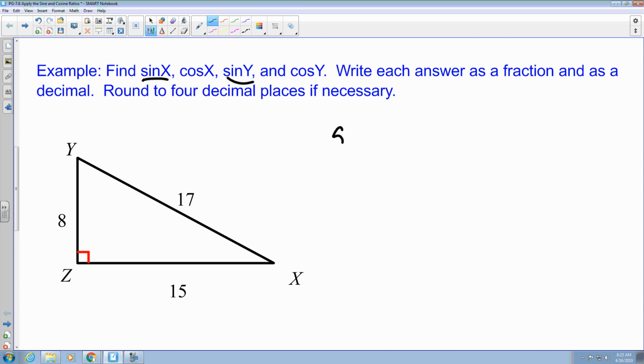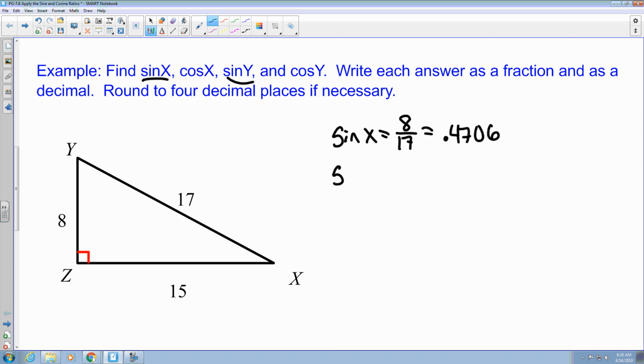If we look at sine x, that's going to equal the opposite, which is 8, over the hypotenuse, which is 17. All right, 8 over 17 can't be simplified any more than that. And the decimal form of this, rounded to 4 decimal places, is 0.4706. Okay, so that is the sine of x.